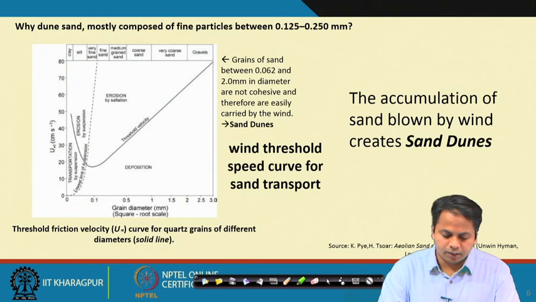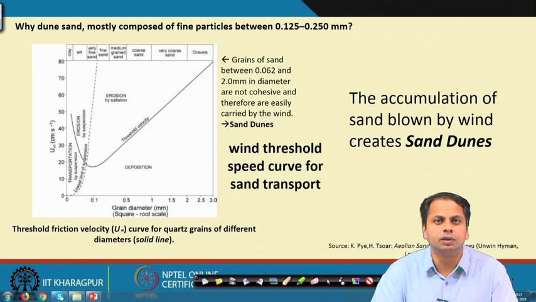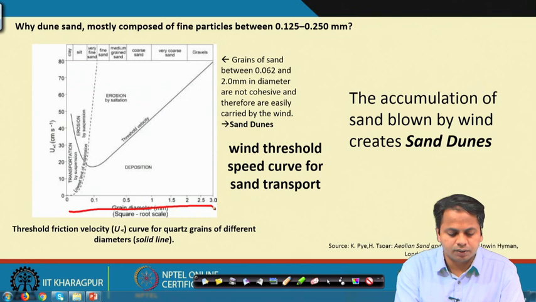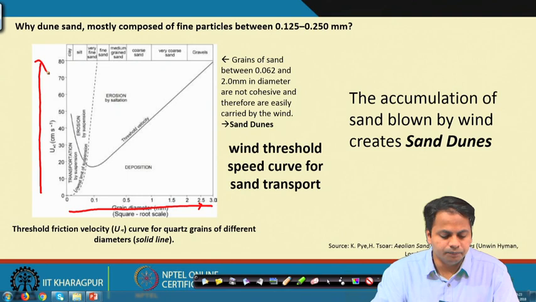Now, this figure shows a curve which represents the wind threshold speed curve for sand transport. On the x axis we have grain diameter of different sizes, on a square root scale, and on the y axis we have frictional velocity for quartz grains of different diameters.